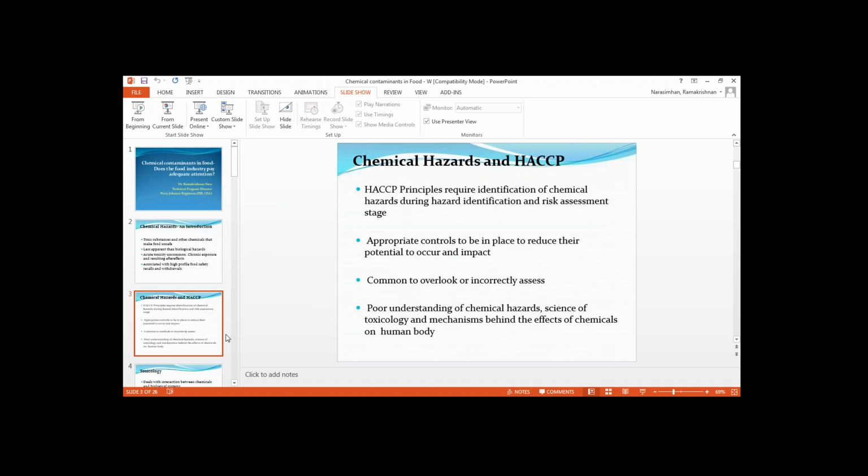Why? This is often due to the poor understanding of chemical hazards and also the science of toxicology and the mechanisms behind the effects of chemicals on the human body. So these are some reasons why people fail to identify chemical hazards in the hazard plan.